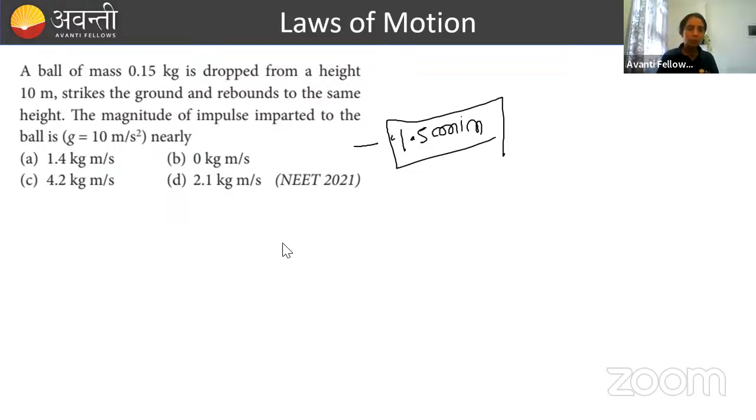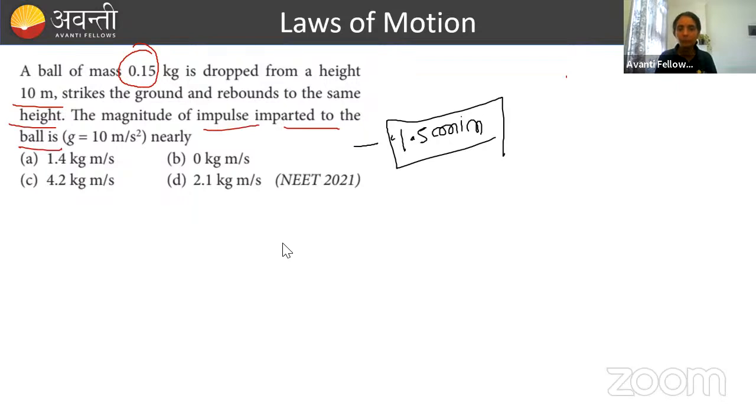Okay. So what is the question here? There is a ball of mass 0.15 kg dropped from a height of 10 meters, strikes the ground and rebounds to the same height. The magnitude of impulse imparted to the ball is. Now, what is impulse? Very first thing.